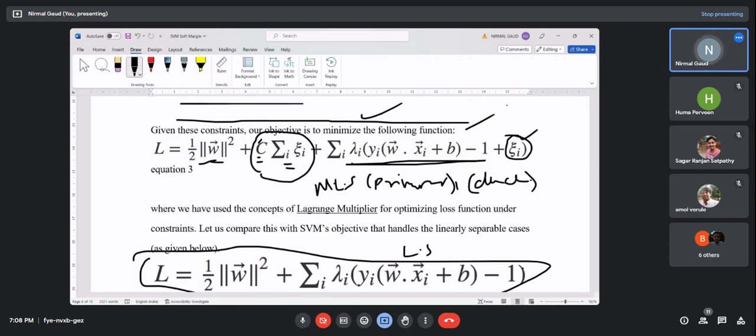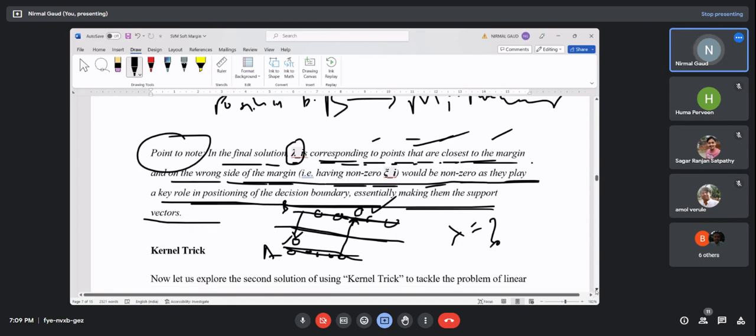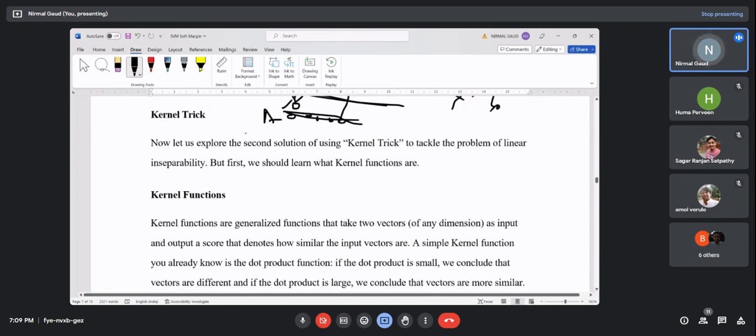Okay, so those who were already present in the previous class have seen the derivation. So this derivation which I have done, I will share the handout so you can recall how the general equation has been achieved. Okay, now what's next, what are they trying to say next? Kernel trick.